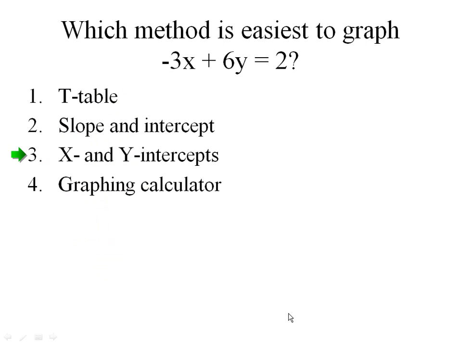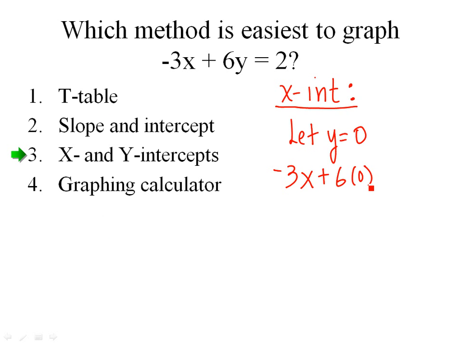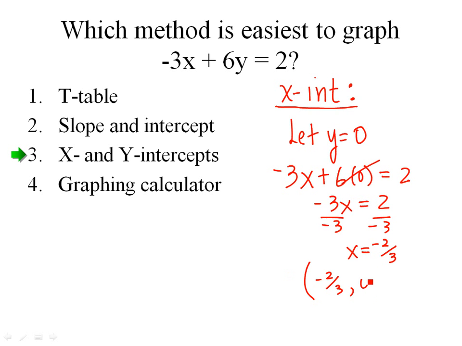What is the x-intercept? So to find the x-intercept, again, let y equal 0. Then you have -3x plus 6 times 0 equals 2. 6 times 0 is 0. So you have -3x equals 2. Divide by -3. x equals -2/3. So what is the x-intercept? It is (-2/3, 0).